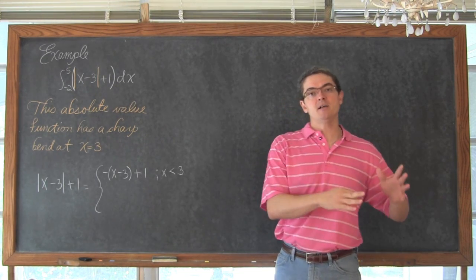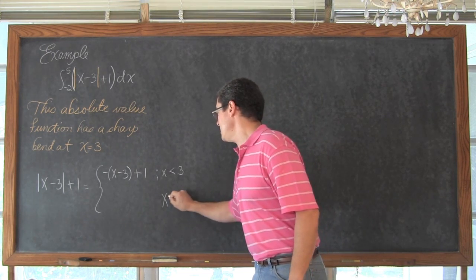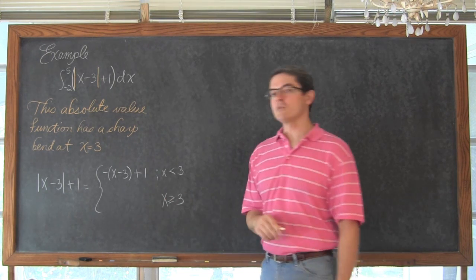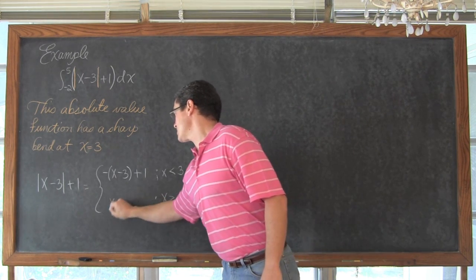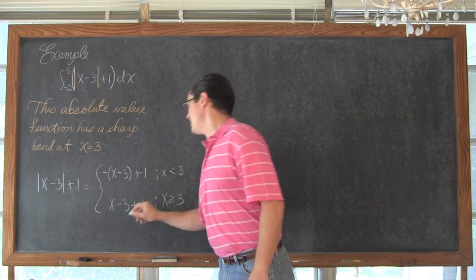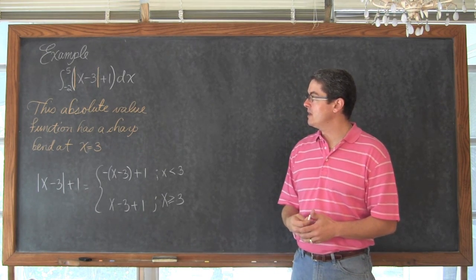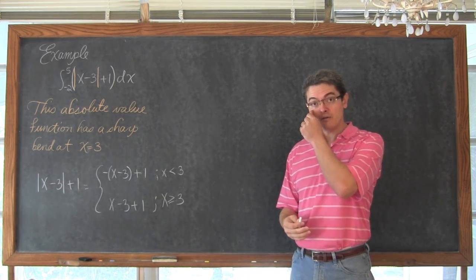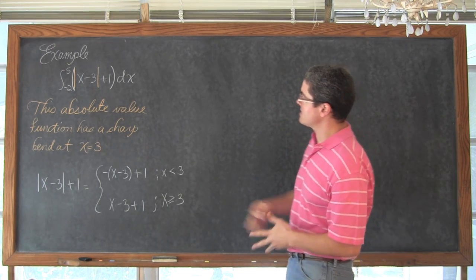The absolute value of anything positive stays positive, so it appears that nothing changes. So when x is equal to 3 or greater, then our function is simply going to be x minus 3 plus 1. So we're actually going to go through the integral process of two separate functions. And it's going to look like this.